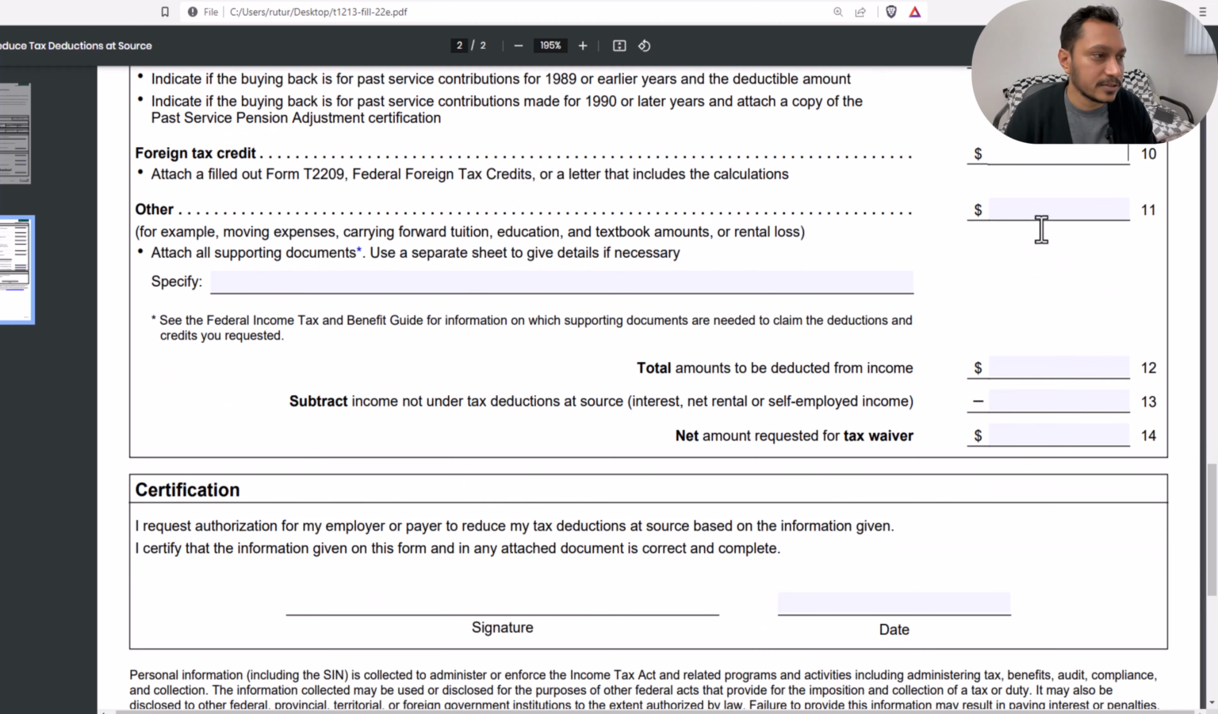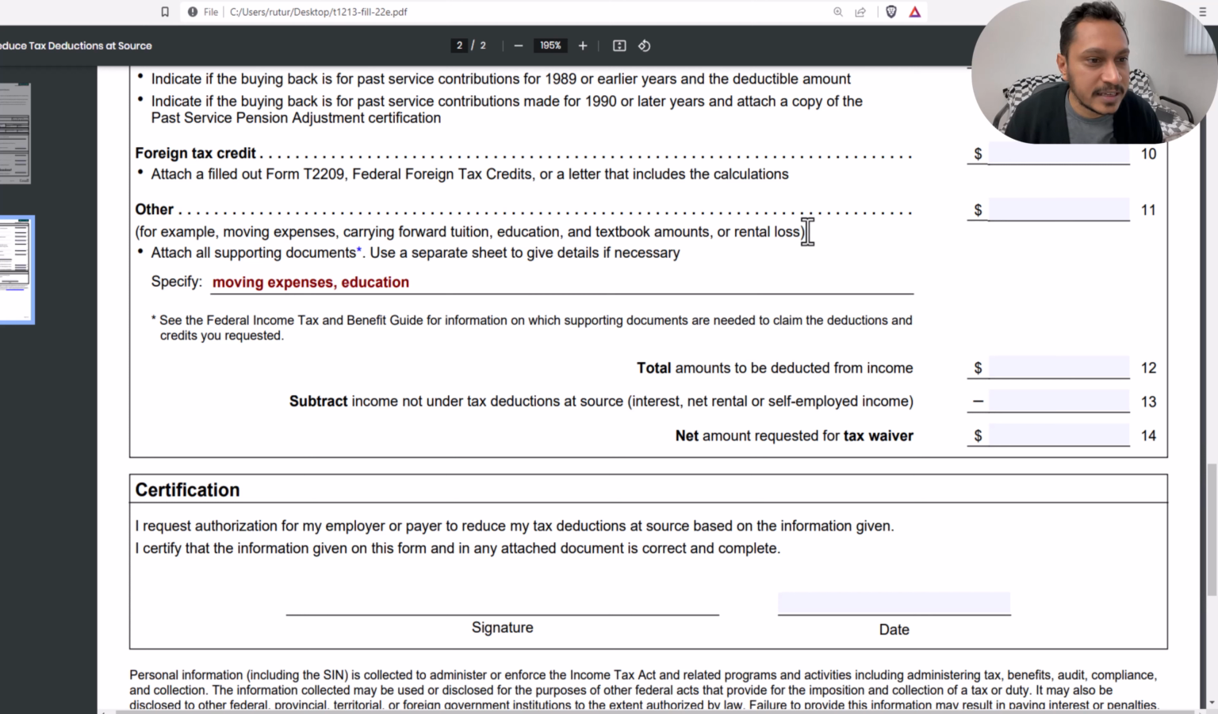Any other expenses, whatever you are claiming at the end of the year, you do not technically have to wait till the end of the year. Instead, put that amount here and specify what it is for. For example, I moved for my job, or I have some education expenses. I would provide that here and provide all the details and documents along with it when I send this form to CRA, and they will reduce my tax.